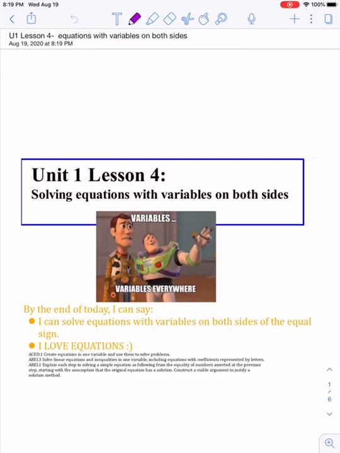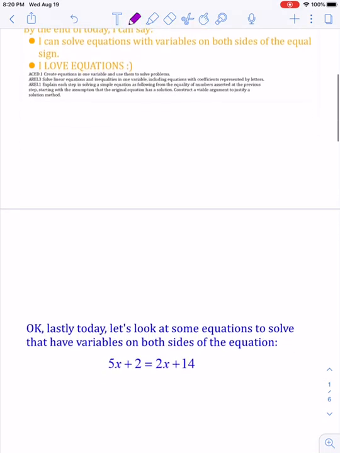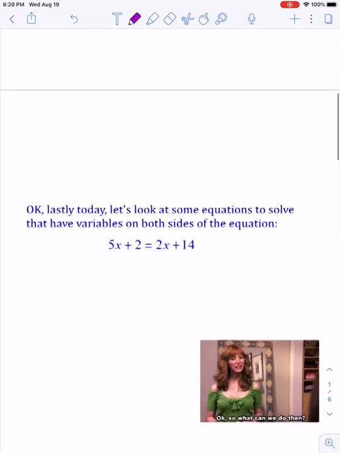Hello everyone, today we're going to do more solving of equations. Just now we're going to have variables on both sides of the equation. You're going to find that it's very similar to what we've done in the last lesson.